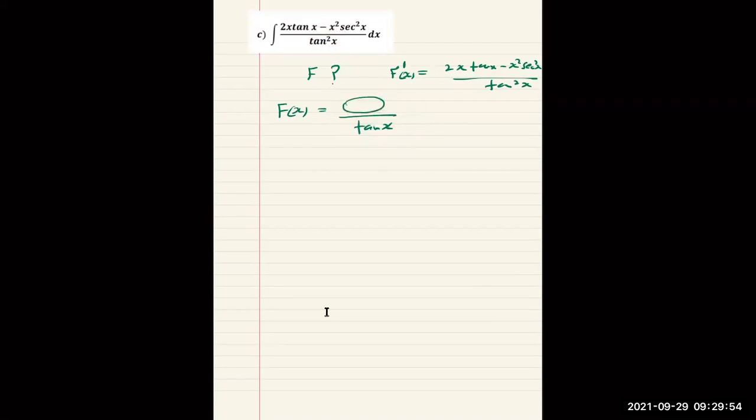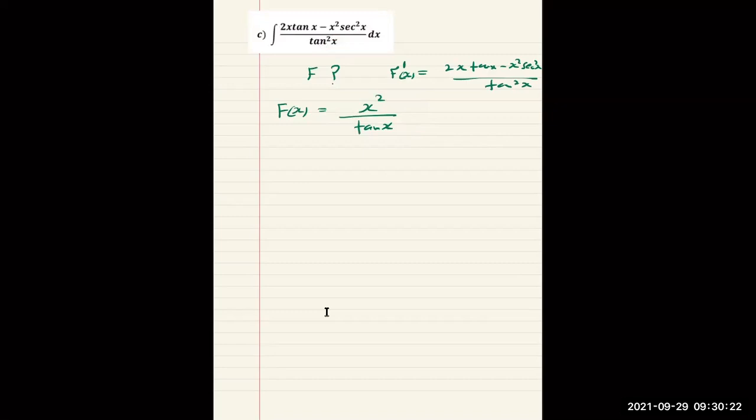Now you need to figure out what to put in the top. As you can see here, you have 2x, and here you have x squared. It looks like we have x squared in the top, right? Because you have x squared here and the derivative of that here. So I'm going to try x squared in the top and see whether, if I take the derivative of this one, I will get this one. What do you think? If I differentiate this function, would you get this function back? Yes.